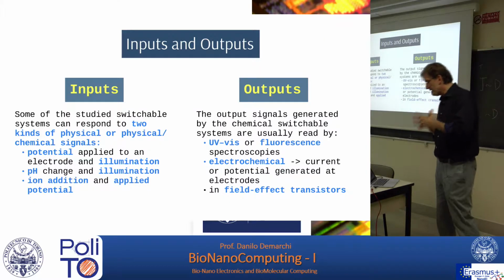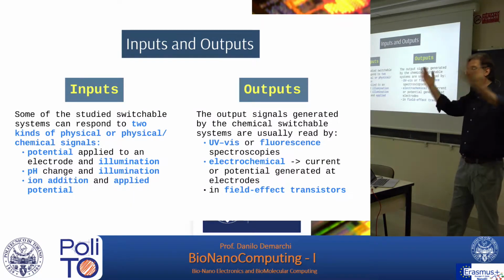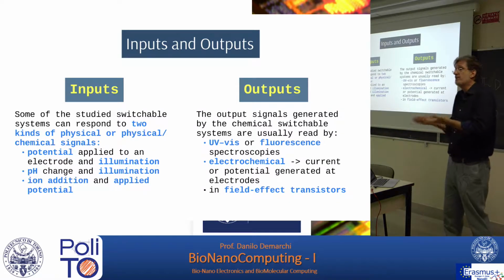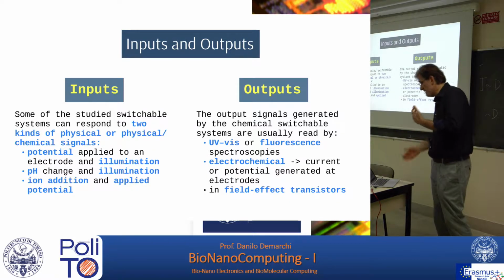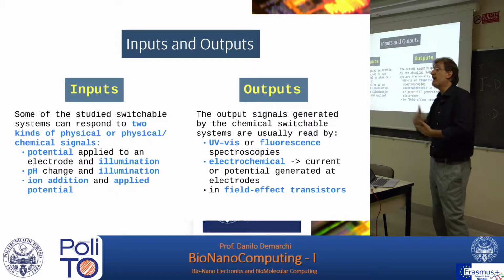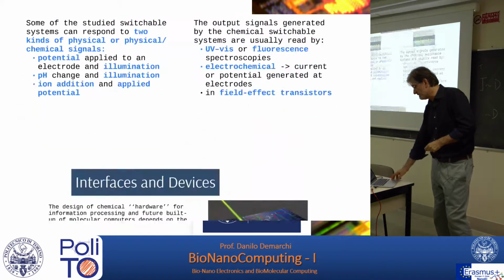Sorry, the inputs. Now we are really starting to exploit several physics and several chemicals for having our inputs. Same for the outputs: fluorescence, pH, and we can have electrochemical, so current, we can jump in current again, from electrochemical systems.